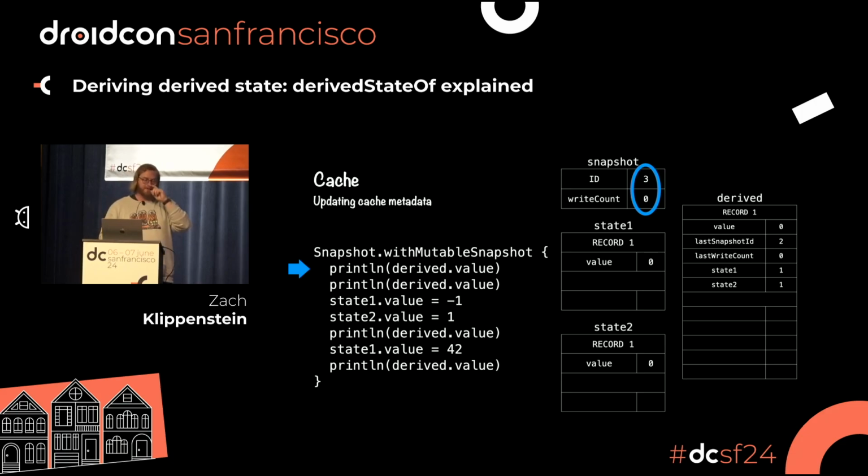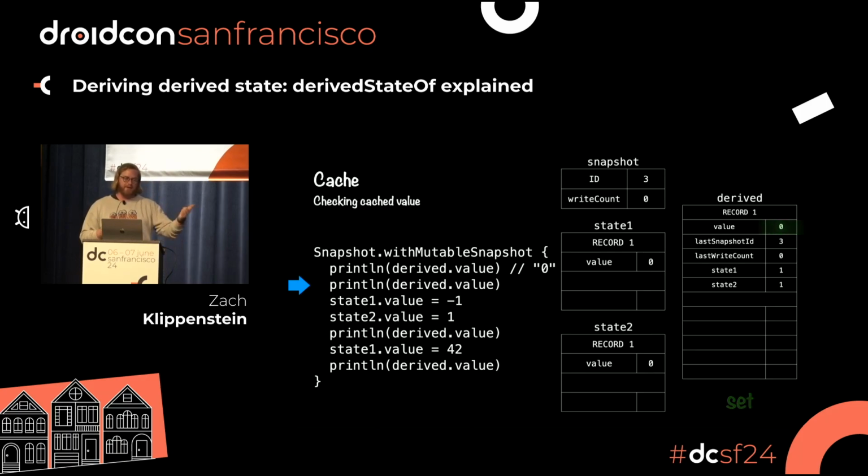What we are going to do first, though, is update the metadata to say, all right, this snapshot's good. The next time you read from me, you don't even have to check the dependencies, because I've already validated that they're up to date. Then we're going to return the value and print it out. Now, let's do that again and watch the cache in action.